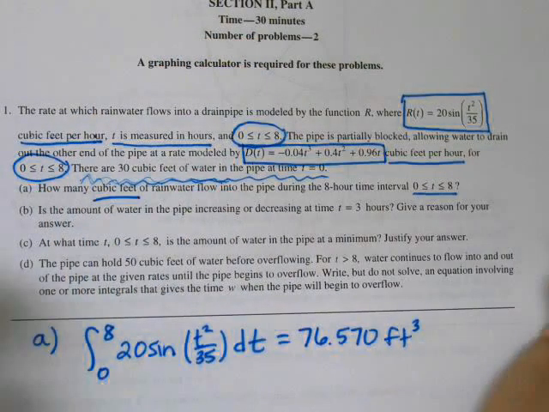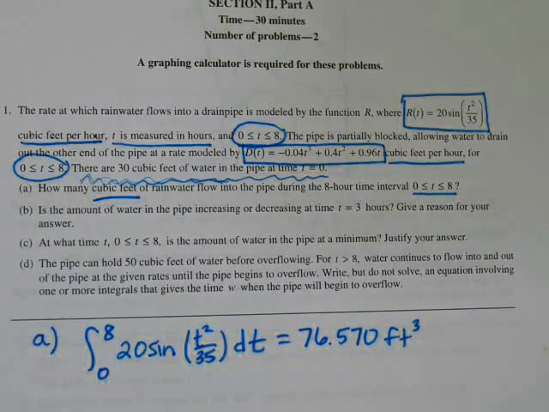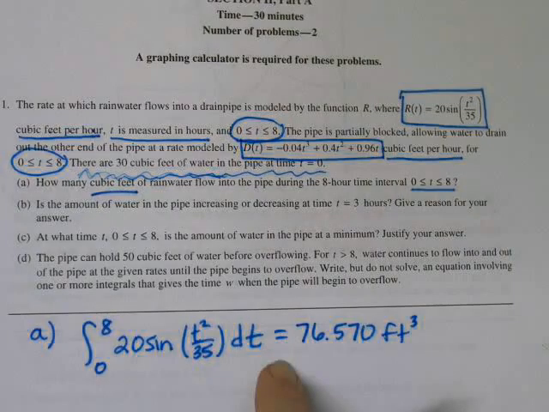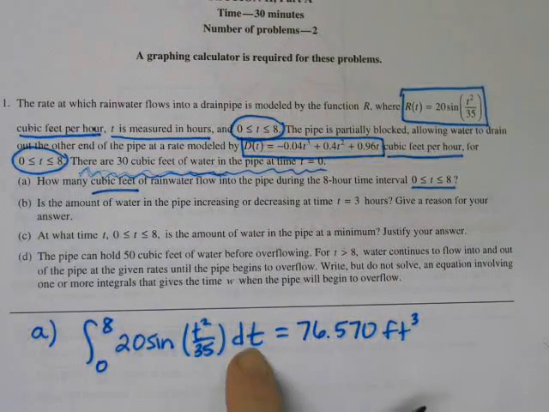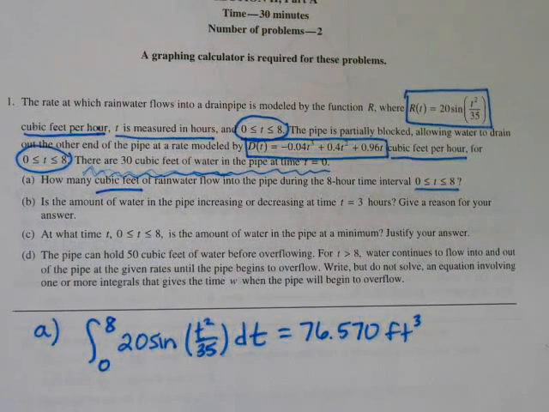So cubic feet per hour would be the derivative of the function? Yeah. This is actually a derivative of something else. A rate of change is a derivative. So this is a rate. So we're integrating that rate of change to get a total.